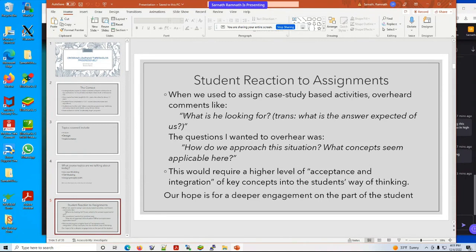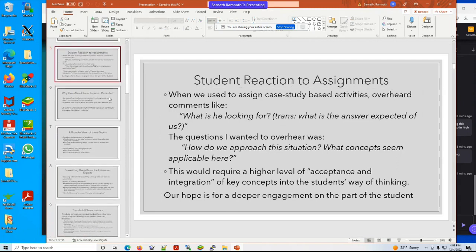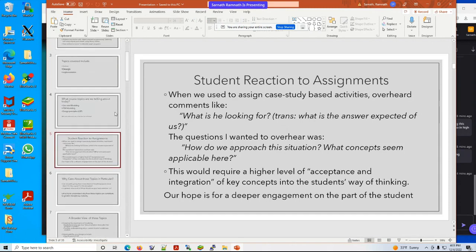This is the kind of thing I hear after the topic is presented: what is he looking for? So they're more looking for what is expected for them to produce, but they're not approaching the situation in terms of, okay, here's a problem and we have to solve it. How do we go about solving it? These are some topics that we are focusing on, and we would like to have students show a higher level of understanding and a deeper engagement.